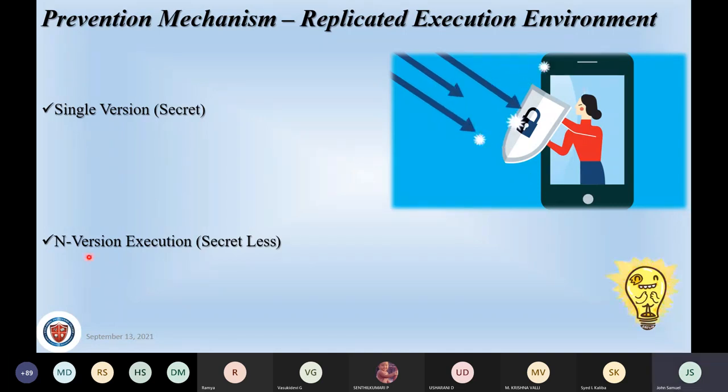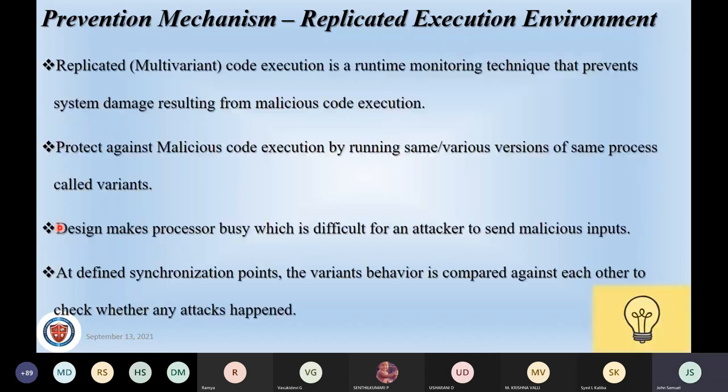The other category is N version execution, or we can say multi-version execution or replicated execution. This is secretless. Here we are not going to use any kind of secret algorithms, encryption algorithms or hash algorithms, but we are going to use some versions of the same software. This is the method which I chose for my research area.